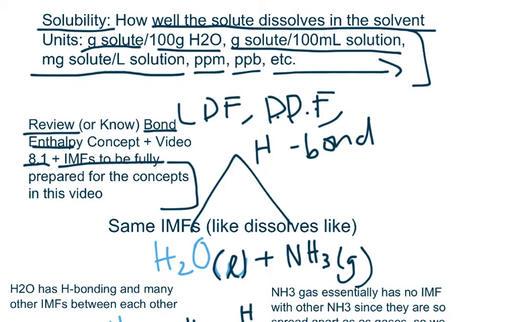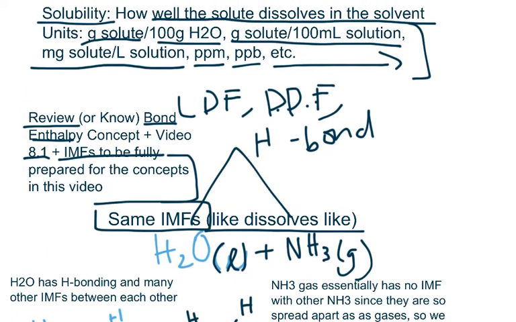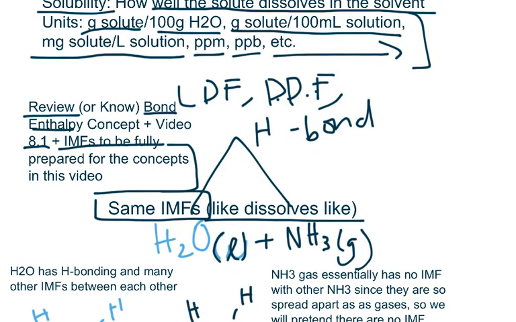So, when we talked about "like dissolves like" in video 7.6, that holds true due to the ideas behind intermolecular forces. So we will do one example to explain why like dissolves like. H2O and NH3 are both polar compounds. They both have hydrogen bonding, and they both have LDF, of course. And since they're polar, they both will also have dipole-dipole forces. Now, these two compounds have the same intermolecular forces, so why do they dissolve each other?